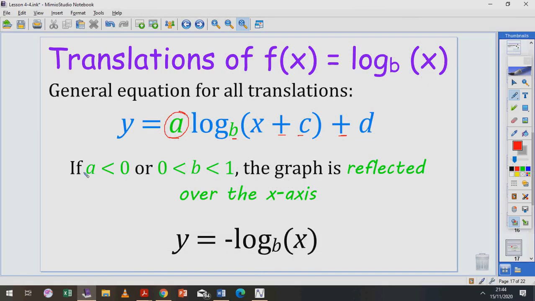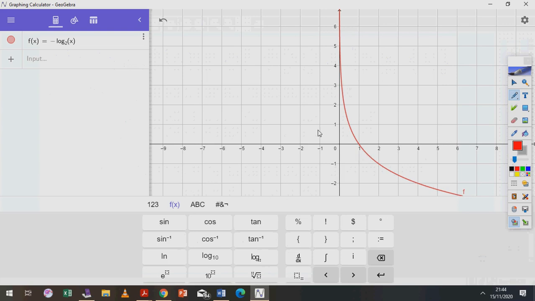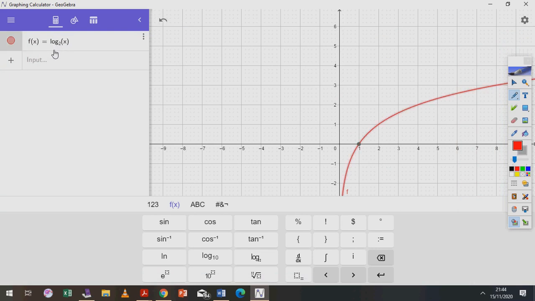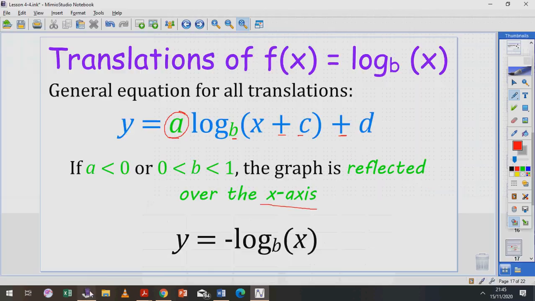So if a is less than 0, the graph is reflected over the x-axis. We saw that on the graph. Reflected over the x-axis from being this to being that. Reflected over the x-axis or decreasing.